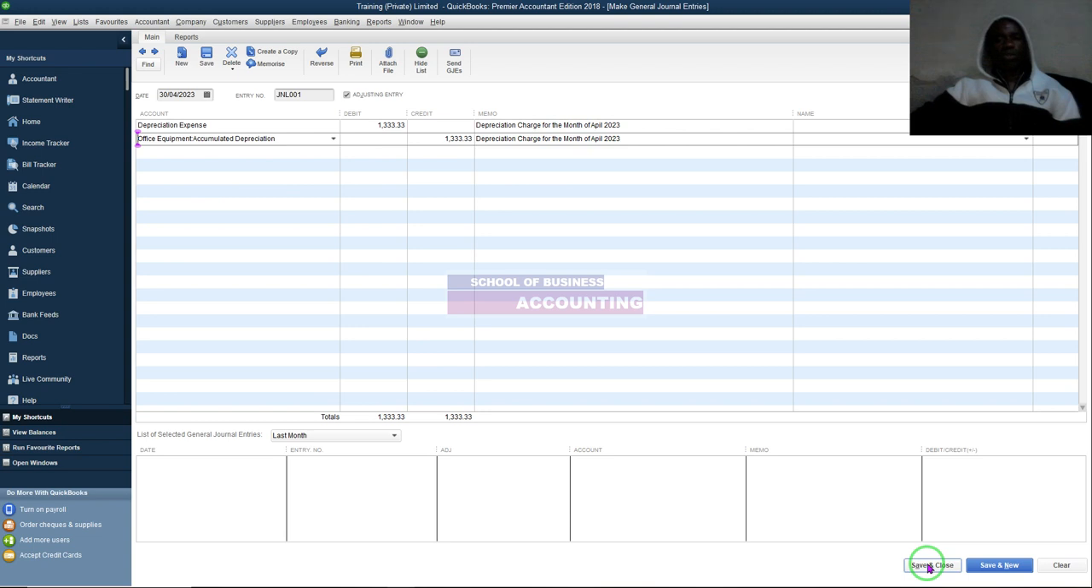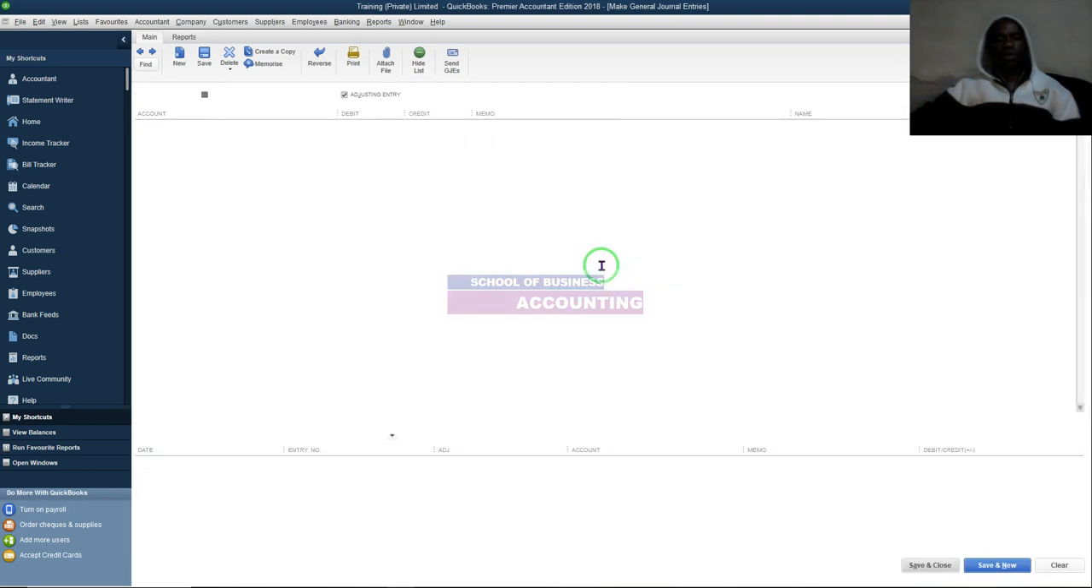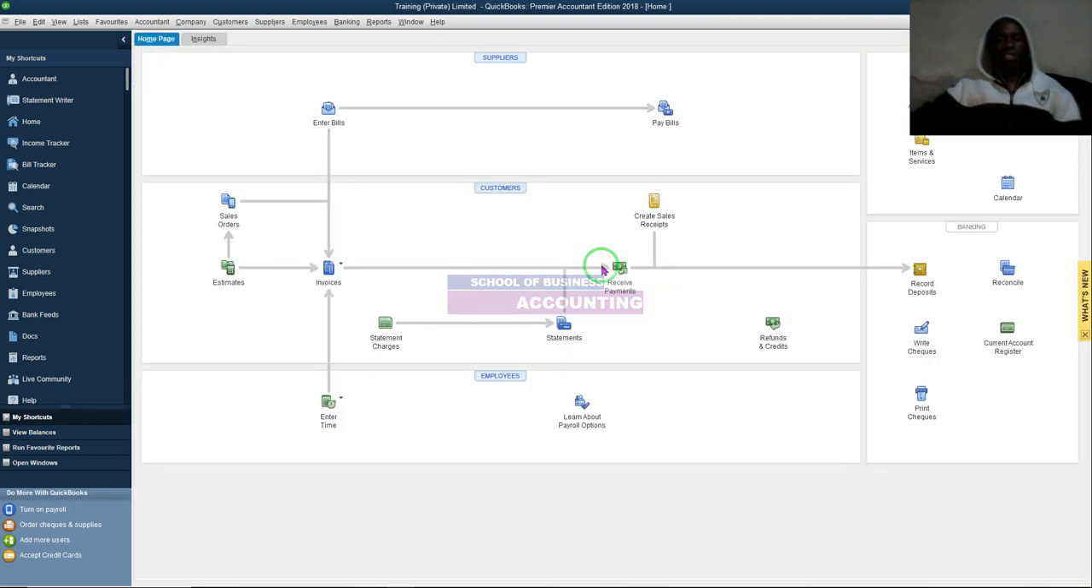I could do this throughout the year. For each month, the charge is the same. What will be only changing will be the date as well as the entry number reference. So once I'm happy, I could actually save and close. It may bring up this. You could actually say do not show, right? Then you click on OK, right? So once I've done that, you'd find my transaction is posted.